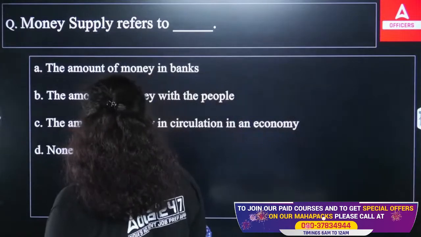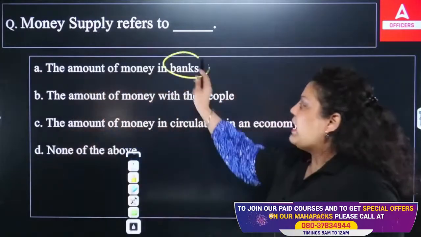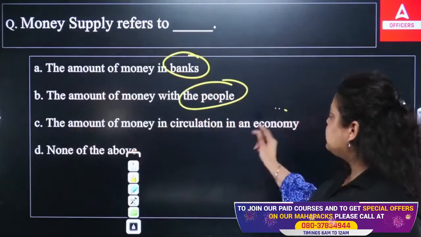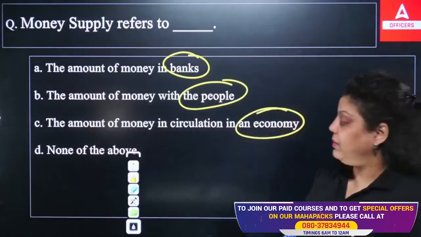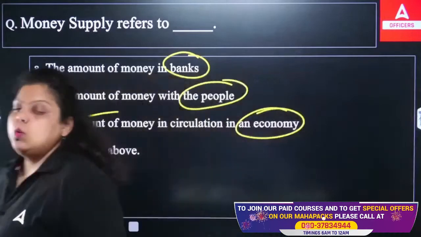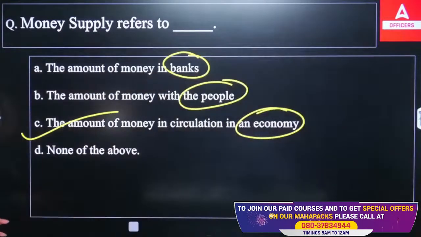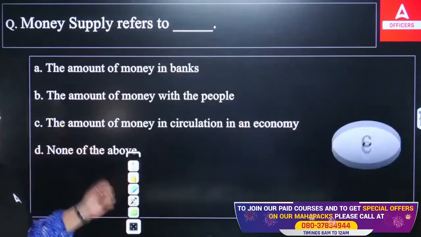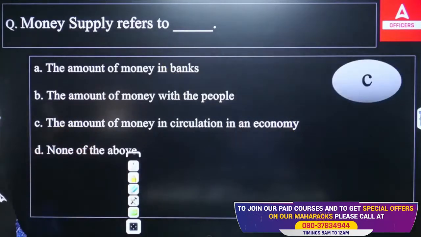First option is saying the amount of money in banks. Second is saying the amount of money with the public, the amount of money in circulation in an economy. So which of the following will be the right answer? Obviously C. Whatever money will be available in the economy, whatever liquidity will be available in the economy, that is known as your money supply. So right answer is C option.